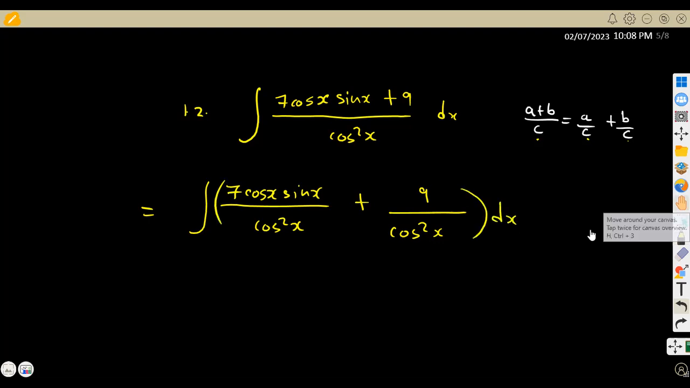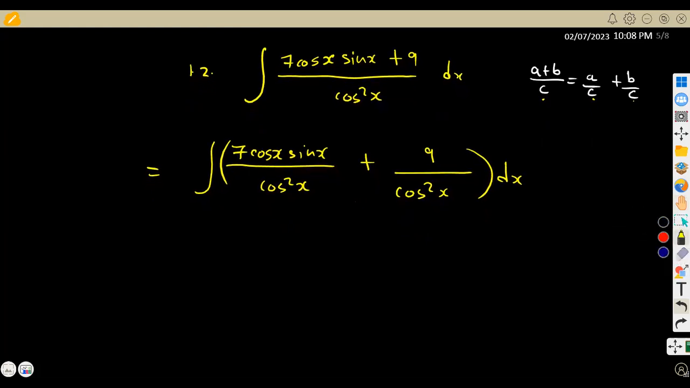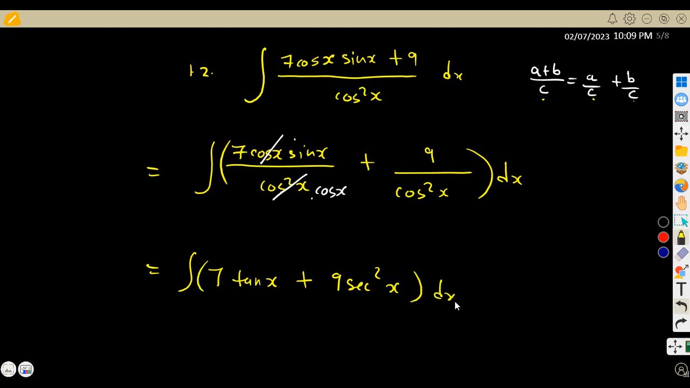We integrate this with respect to x. We can simplify here. We have cos x here and cos squared there, so we remain with 1 of the cos x. And we know that sine over cos from our identities is tan. So we have the integral of 7 tan x plus, as we talked about previously, 1 over cos is supposed to be sec, but here it's cos squared, so it is going to be 9 sec squared x. This is what you're supposed to integrate with respect to x.